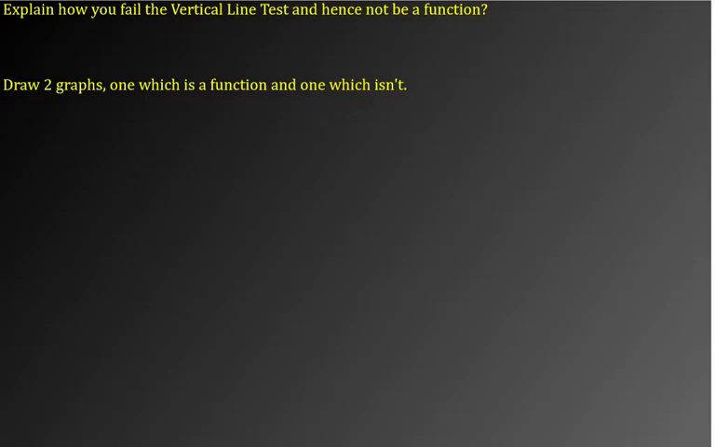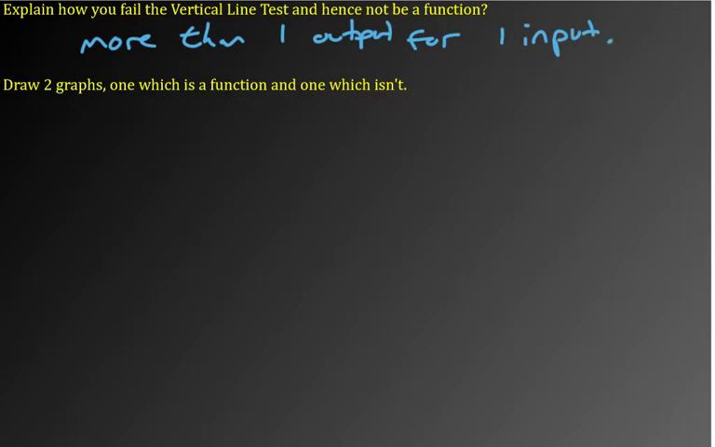To start off, just to motivate this idea of inverses, I want to review a really important thing, which is how you go about failing the vertical line test and hence not being a function. Basically, you have more than one output for one input, right? If the vertical line passes through two or more spots, then it fails the test, okay? So I'm going to draw down here two graphs, one which is a function, one which isn't.